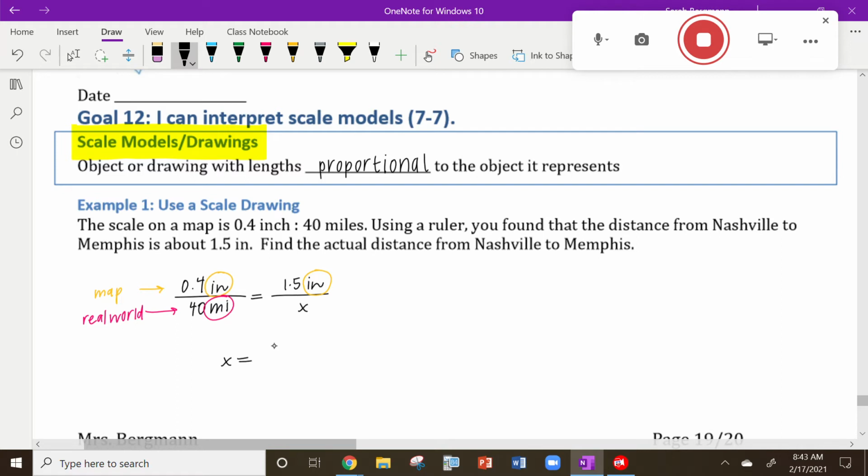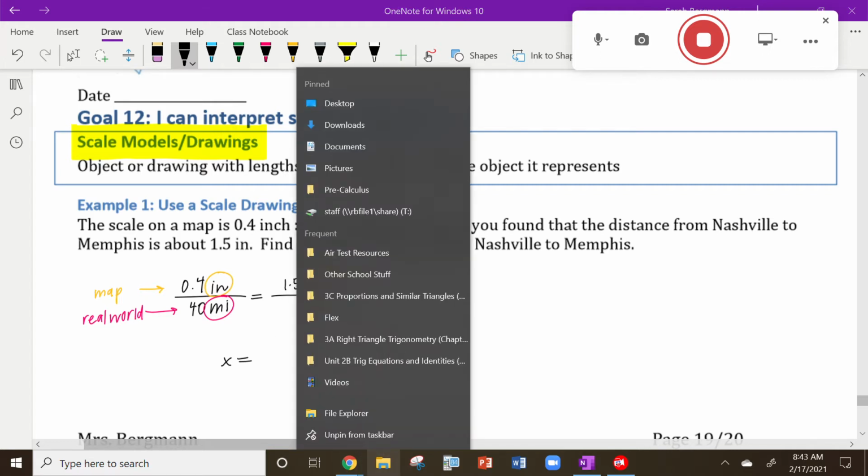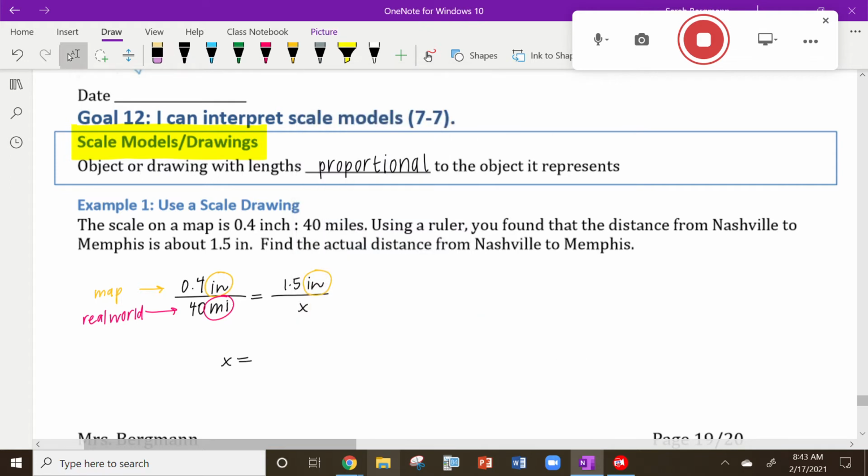Now, you should be really familiar with solving this by now. We'll cross multiply and divide: 40 times 1.5 gives me 60, and then 60 divided by 0.4 gives me 150. Now I know I said this is going to match the units here, so I know it's going to be miles, but let's also think about this.